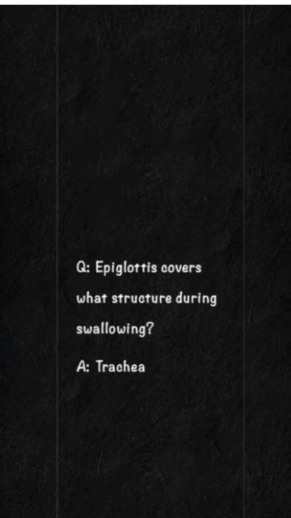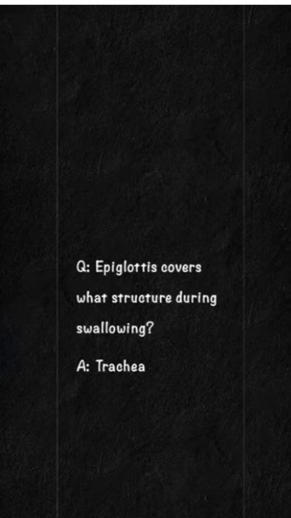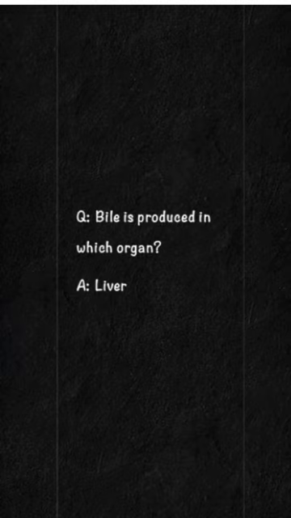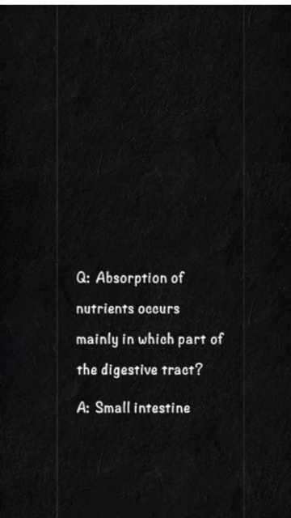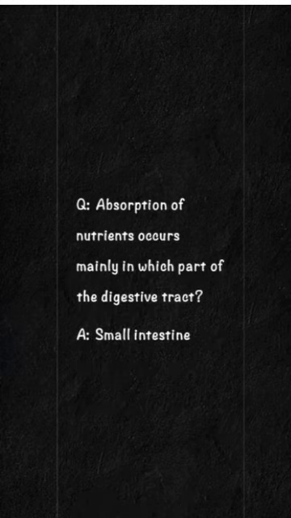The next question, epiglottis covers what structure during swallowing? The answer is trachea. Then a question from the digestive system. Bile is produced in which organ? Answer is liver. Absorption of nutrients occurs mainly in which part of the digestive tract? The answer is the small intestine.